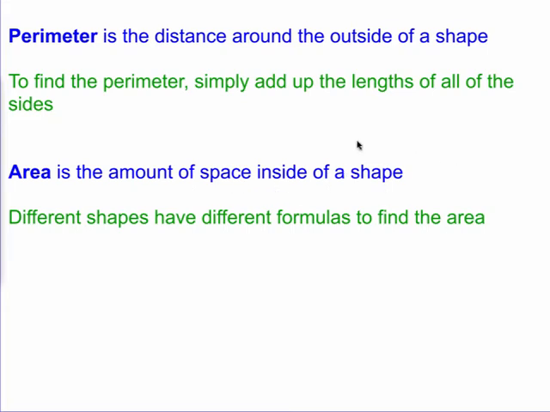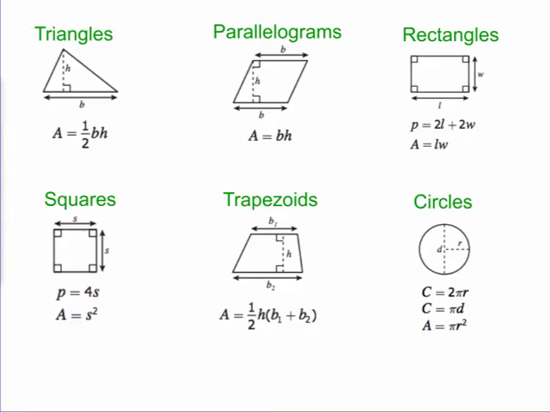Area is the amount of space that's inside of a shape. So let's just say I draw some random shape here. Okay, so here's a shape. The perimeter is just the distance around the outside of this shape, and the area is just the space inside of the shape. And different shapes have different formulas to find their area. So here are some shapes that you should already know how to find the area and perimeter of.